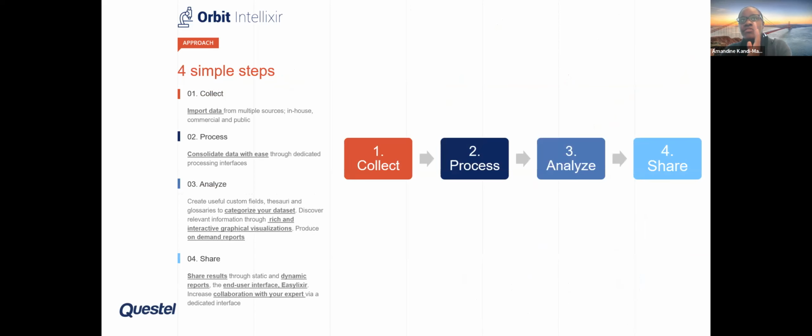So there are 4 simple steps. The first one is to collect. You go to the different databases that you have, you export the data, then you upload that into INTELLIXIR, and I will show you how to do it. Then you have to consolidate the data, so you process. You have dedicated interfaces that we'll see in a few slides. Then you will be able to categorize your data set and analyze it.